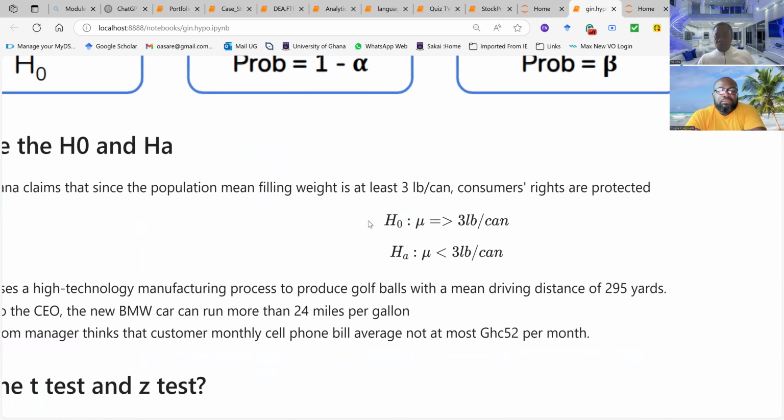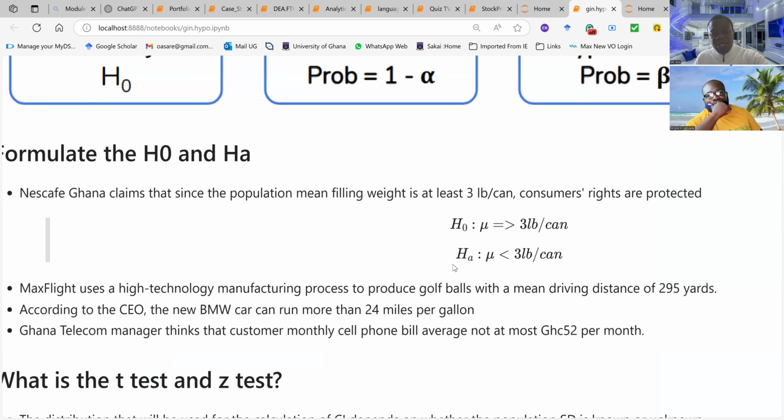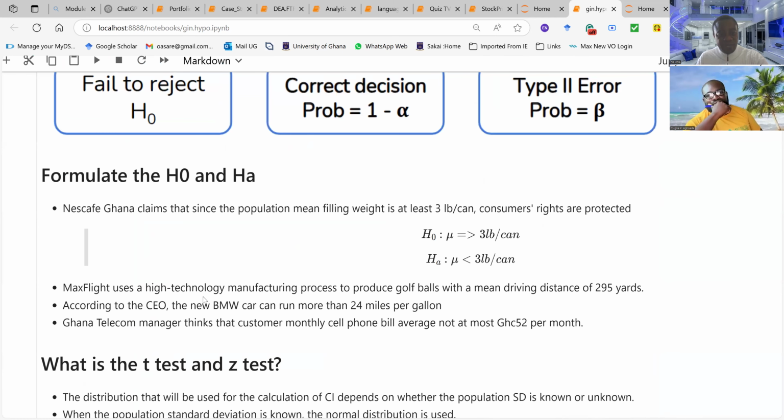So this is the null hypothesis, which says that the population mean filling weight is at least 3 pounds per can. And the alternative is this. So now you've been able to formulate the null and alternative hypothesis statistically. But remember, you understand it in English fashion too. Now, using that knowledge, you can go ahead and do the same thing for each one of these.